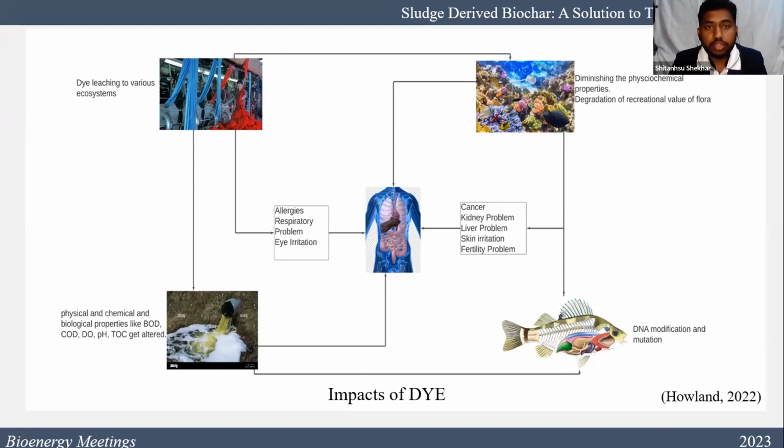And through accumulation, it has multiple health impacts on the human body. It can cause allergies, respiratory problems, eye irritation, even some are carcinogenic, kidney problems, even skin irritation, and there are results for fertility problems also.